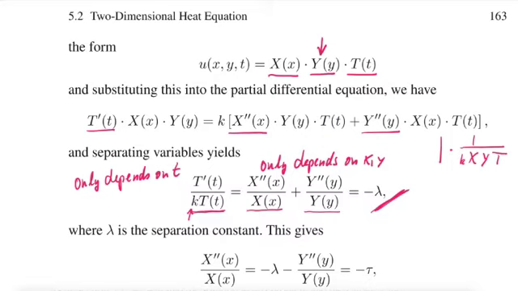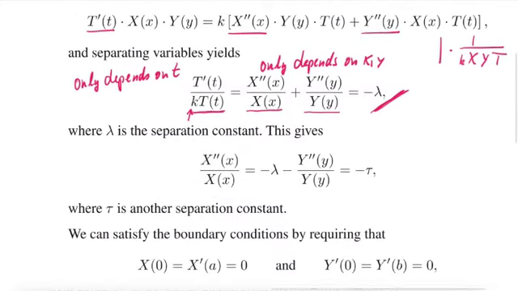But now we are not done, because the x and y equation is still coupled, right? So if I take the x and y part, I can write X double prime over X is minus lambda minus Y double prime over Y.